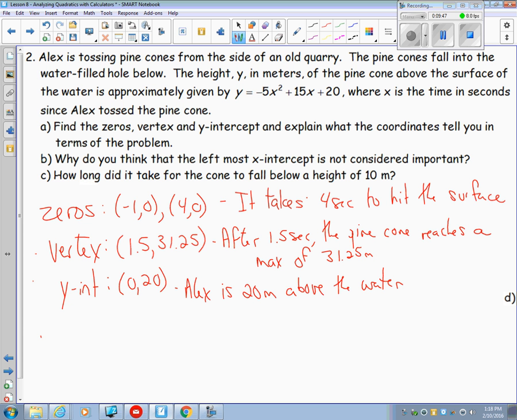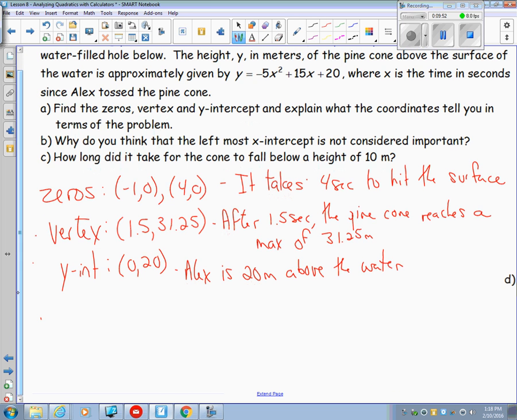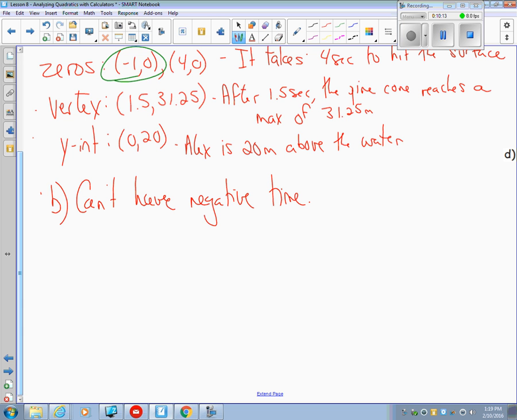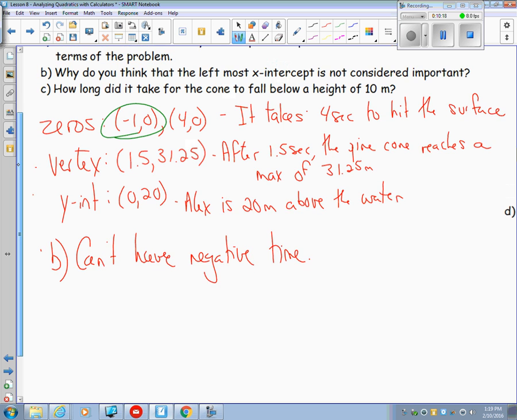Hey, part B, why do you think the leftmost x-intercept is not considered important? Notice I didn't write anything down about that one, right? Because my leftmost intercept, that would be this one, doesn't make any practical sense. I can't have negative time. So that's really my reason, right? You can't have negative time. Yes, it can be used to make our equation, but it doesn't make sense in a practical sense whatsoever. Okay, so I don't use that one to explain anything. It's like going back in time or something like that.